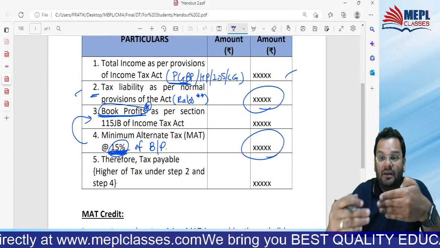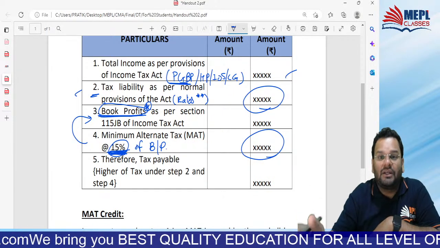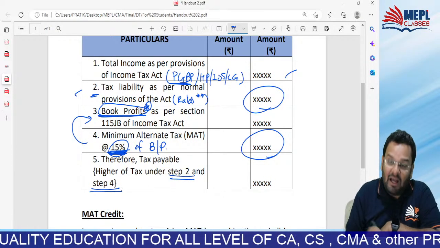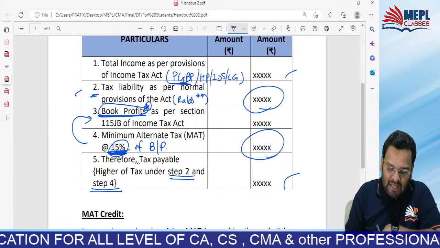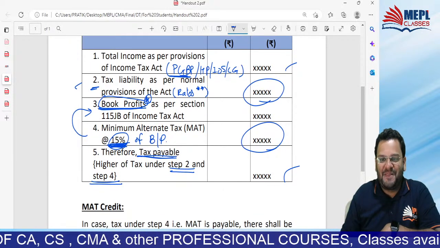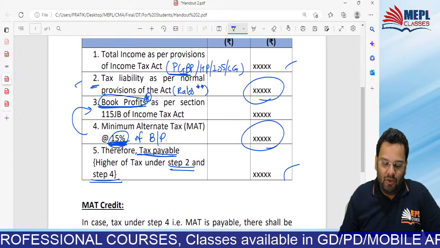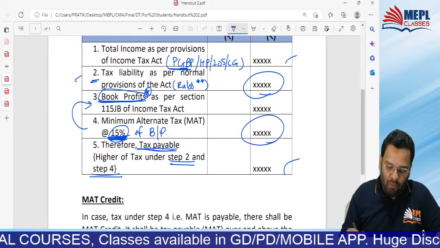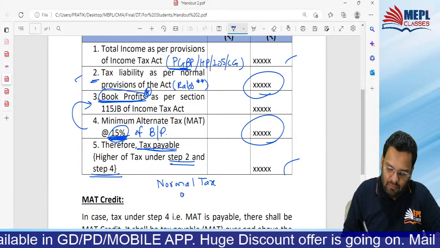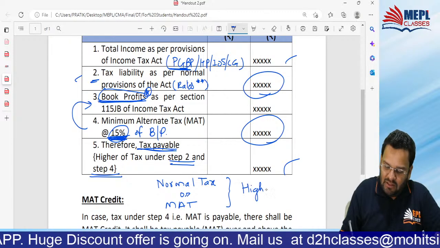If MAT is higher, you will pay MAT. So you pay normal tax or MAT, whichever is higher. That becomes your tax payable. Agreed, guys? Yes or no? In short, pay normal tax or pay MAT, whichever is higher.